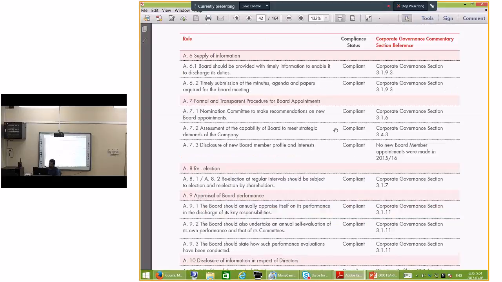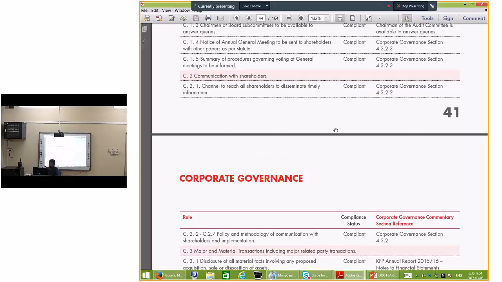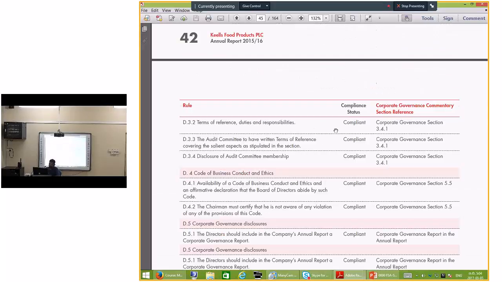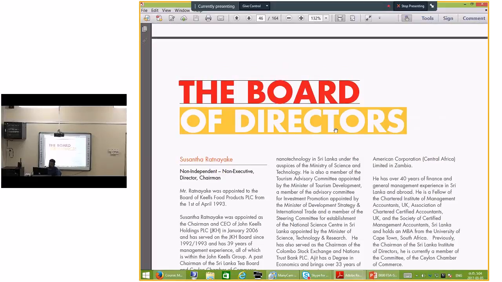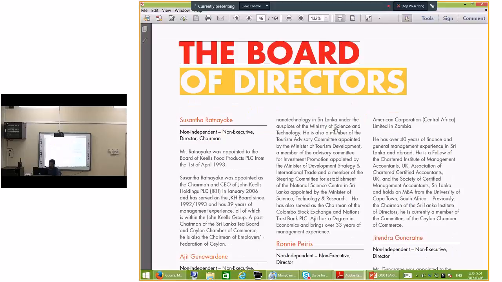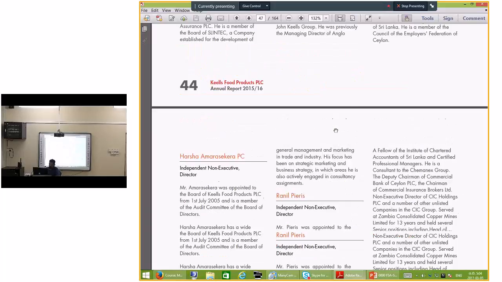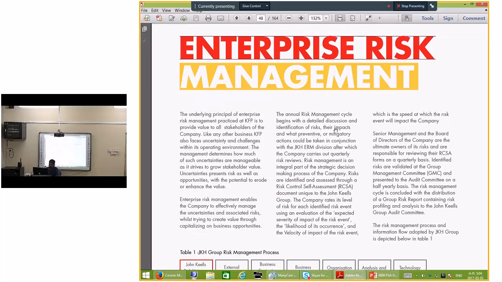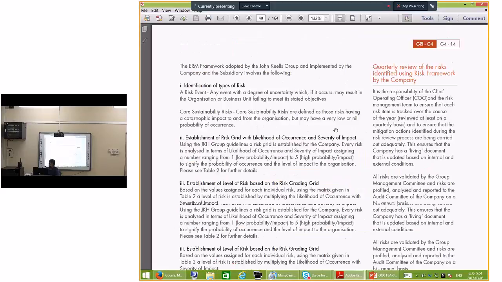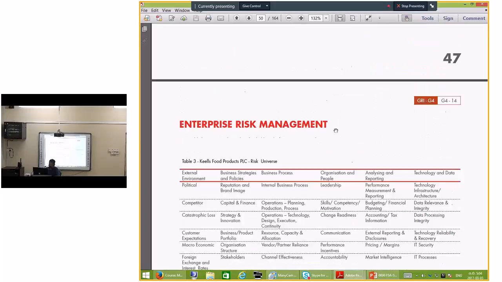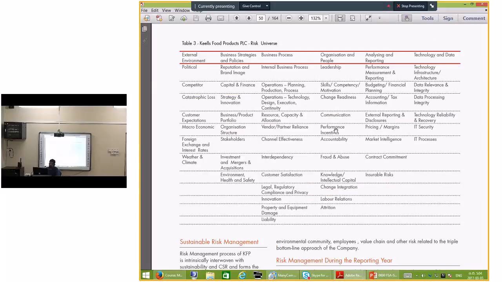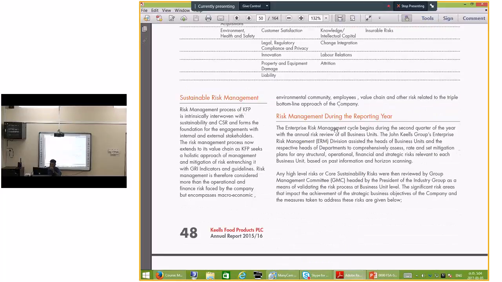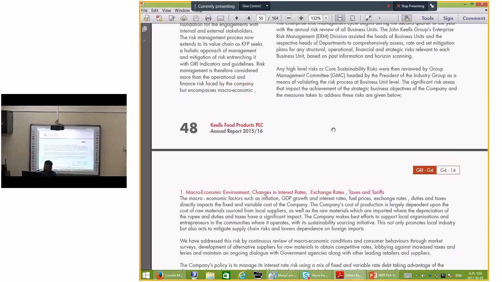Again, good governance. You can clearly understand how far they are paying attention to this good governance and corporate governance. Yes, enterprise risk management. Yeah, sustainable risk management. It is also given details on this matter.